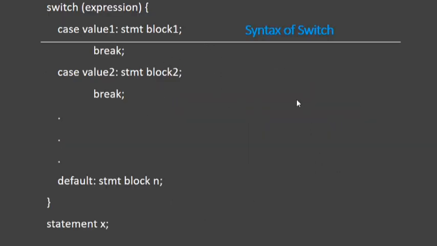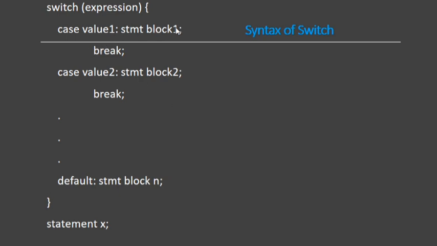So this is the syntax of switch. Switch expression: the expression must be placed inside the brackets, and then case value one, followed by a colon. If the case value is true, the statement one block will be executed. If it is false, then come to the case value two checking. If it is false, case three. If it is false, finally the default statement will be executed.